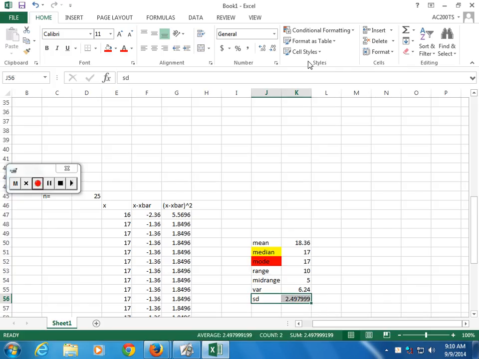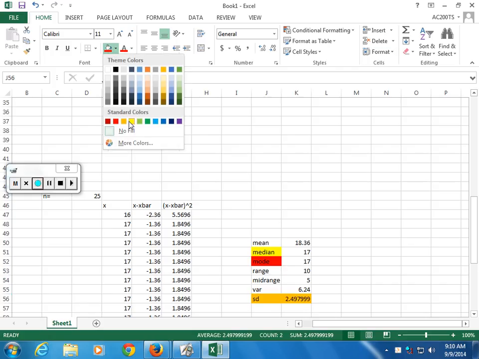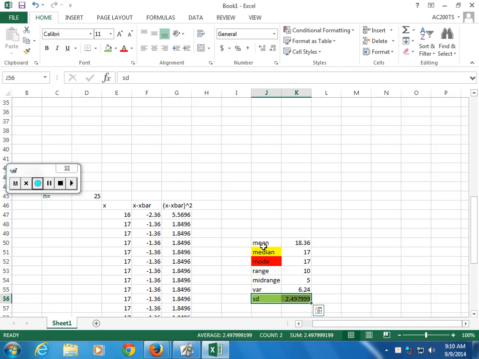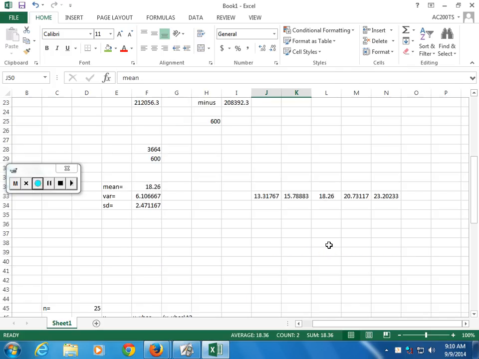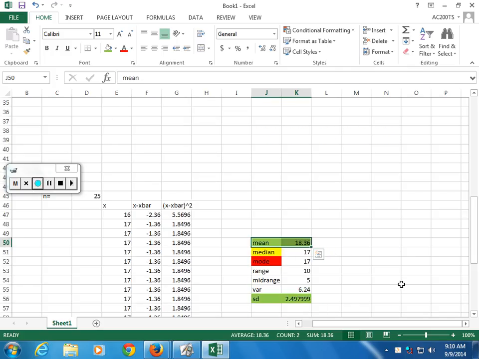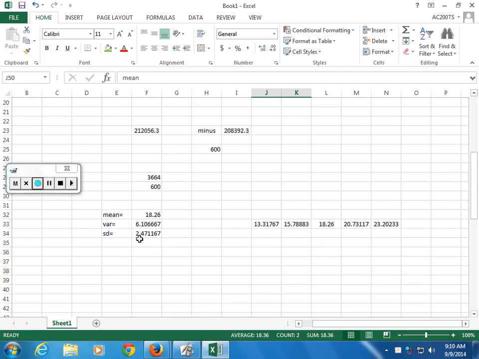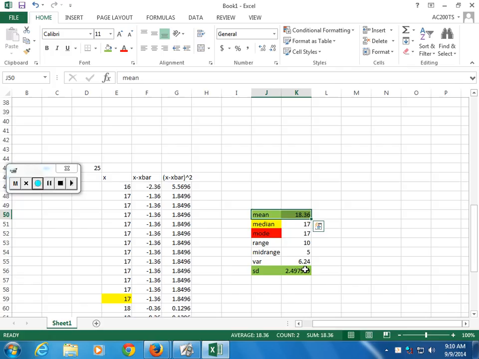Now compare the two. What was your standard deviation with the frequency distribution? 18.3. What's your mean? I'm sorry, mean is 18.3. What's your mean of the data set? 18.4. What's the standard deviation? 2.5.